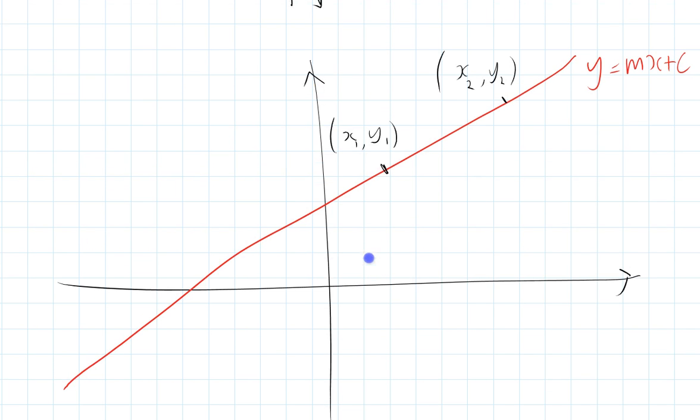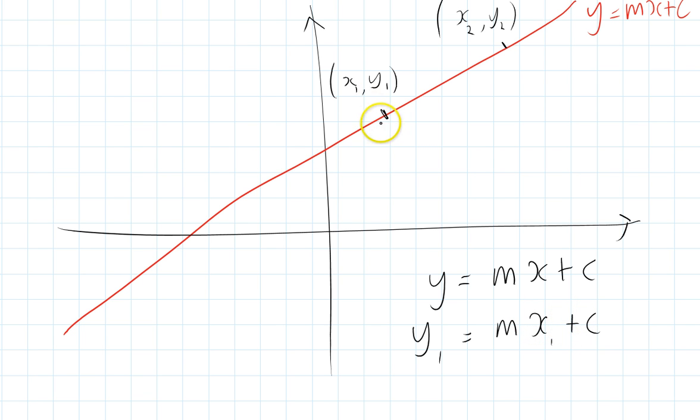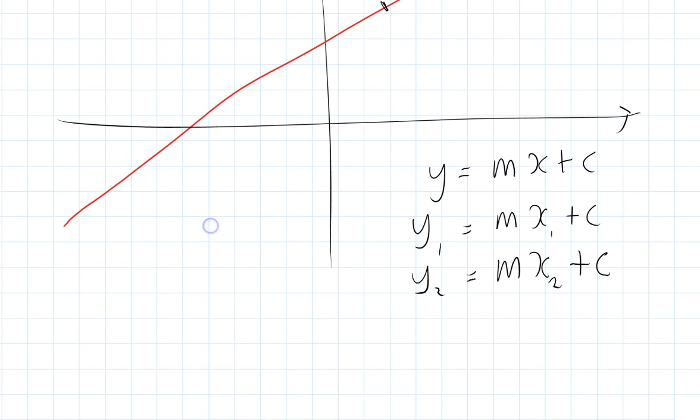We've got these points. So we know that the line is y equals mx plus c. So in particular, y1 equals mx1 plus c. That's there. And y2 equals mx2 plus c, which is there. And I'm just going to fool around with these two equations.